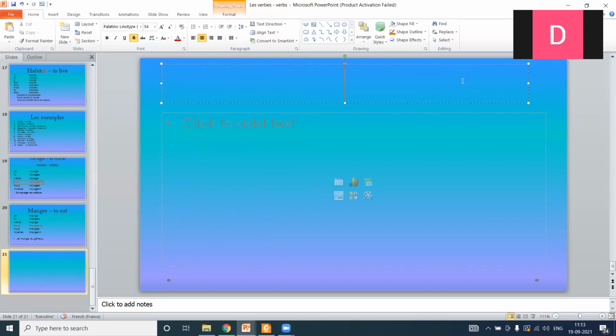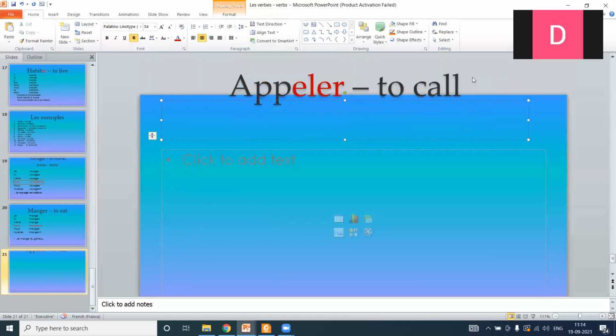So what will it be? First, before s'appeler, we will say appeler, to call. Calling, actually. After this verb, we will start the ELER verbs. So what is the rule for ELER verbs? The L changes to double L.